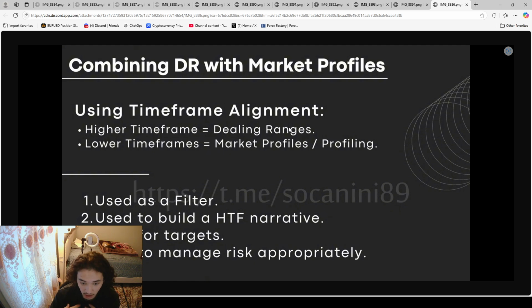Since all of us watching this ETU free mastermind CRT bootcamp are intraday day traders, using a daily range on the daily or weekly is useless. You only want to use it on the 4-hour time frame, because the 4-hour time frame is the main time frame for intraday day trading.